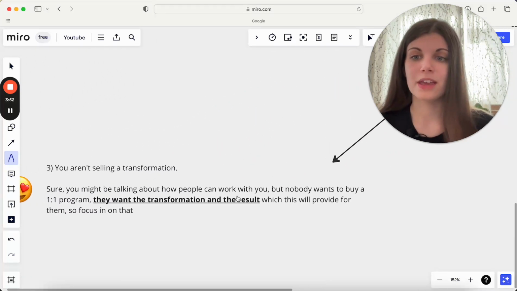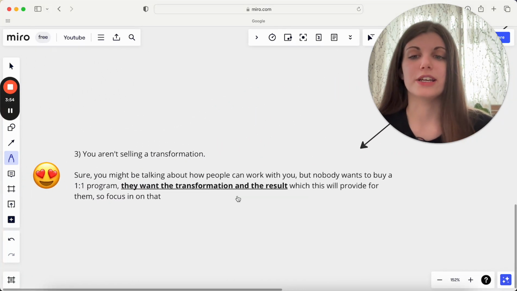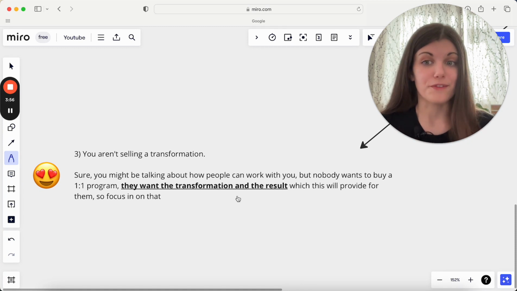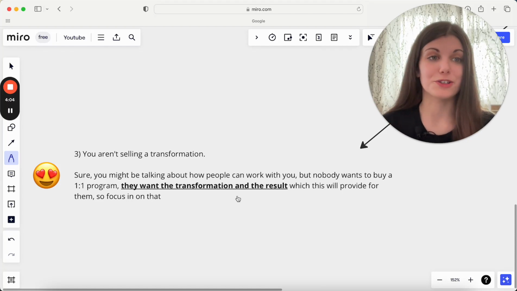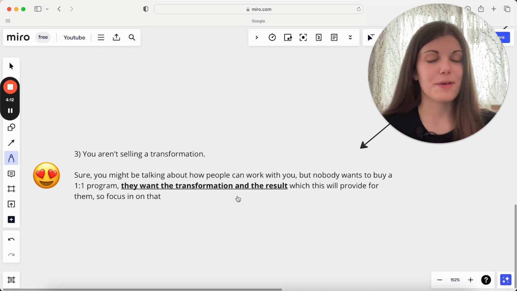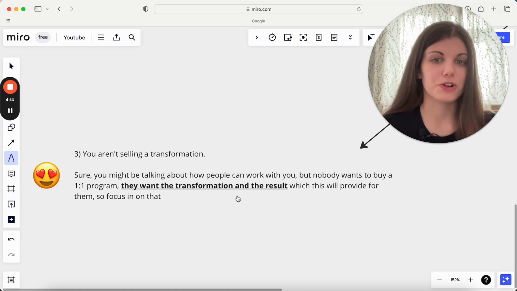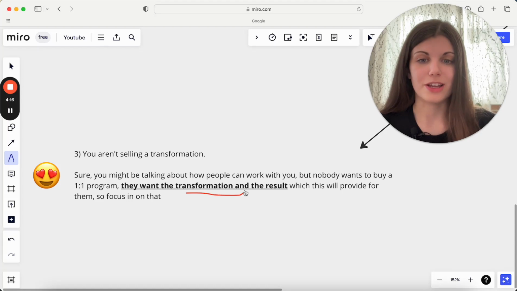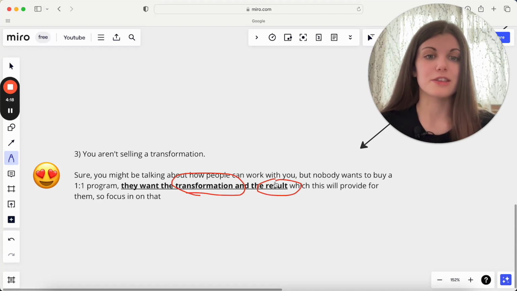The third reason why I notice Instagram content not converting is you aren't actually selling a transformation, you're just selling a program. So yes, people want to join your one-to-one program, that is true. But at the end of the day, no one cares about a one-to-one program. No one cares about how many calls are included. No one cares about how long the program is, how many times we're going to meet, etc. They want the transformation. They want the result. That is the only reason they're even interested in the one-to-one program in the first place.